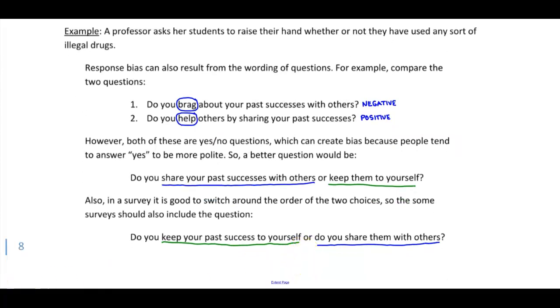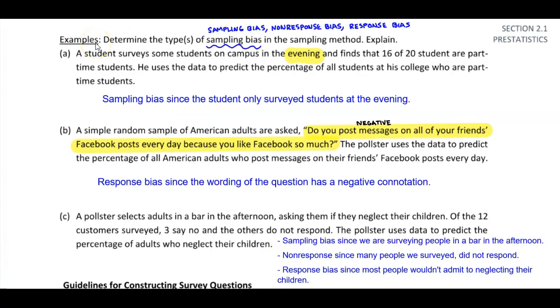Another example, we want to determine the types of sampling bias in the sampling method and then explain. So we have sampling bias, non-response bias, and response bias. A student surveys some students on campus in the evening and finds that 16 of 20 students are part-time students. He uses the data to predict the percentage of all students at his college who are part-time students. This is a sampling bias since the student only surveyed students in the evening.